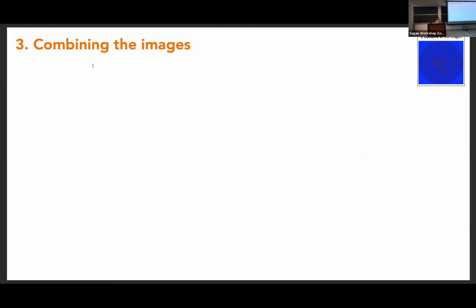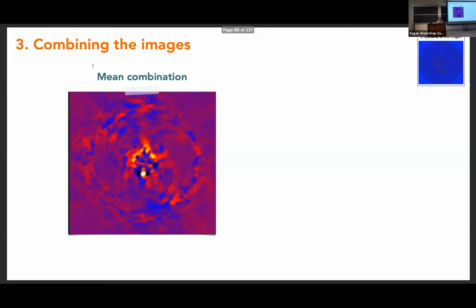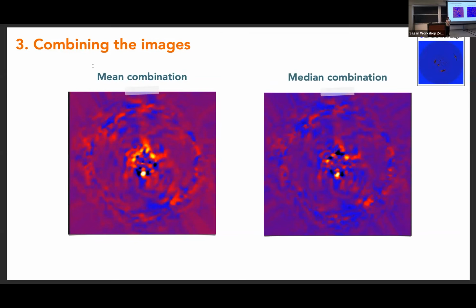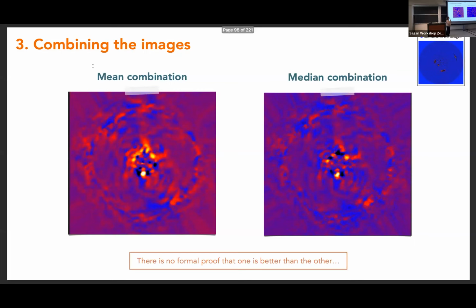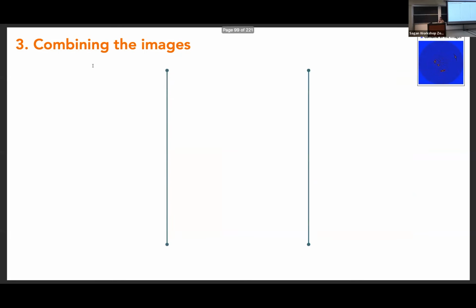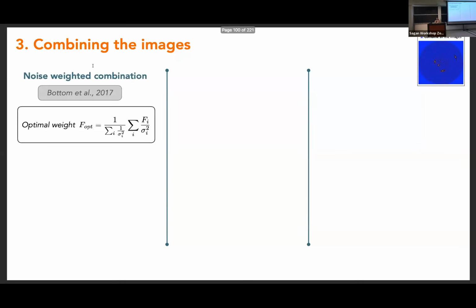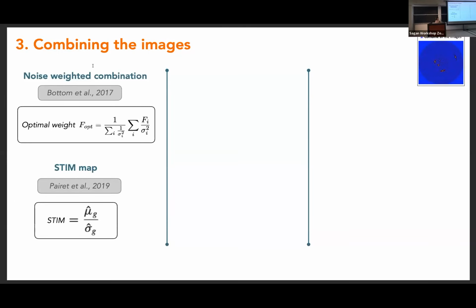Another thing is how to combine the images. Usually we do either a mean combination or median combination of the images once they're subtracted, but there's no formal proof that one is better over the other. And that's something you can check yourself next hands-on session. There are so many other ways to do it. There is a noise-weighted combination of those subtracted images. There's the STIM map, where you weight by the standard deviation along the temporal axis. So normalization factors to optimize the SNR at the end.